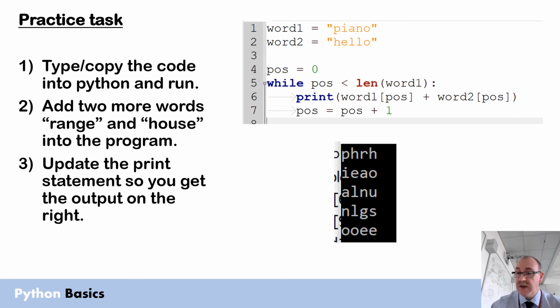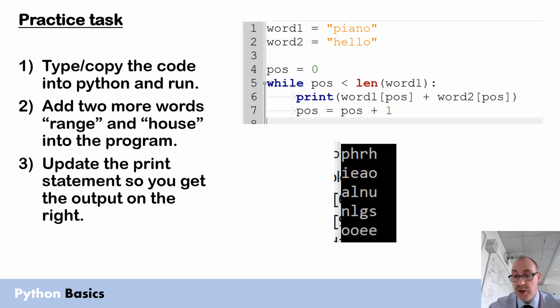So time for a task, okay? What I'd like you to do is to enter the code on this screen into Python, and then run it to see what the output is. Once you've done that, have a little read through it, make sure you understand what's going on, because what I then would like you to do is add 2 more words.